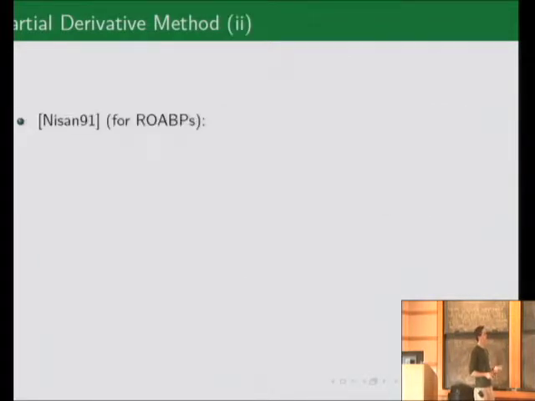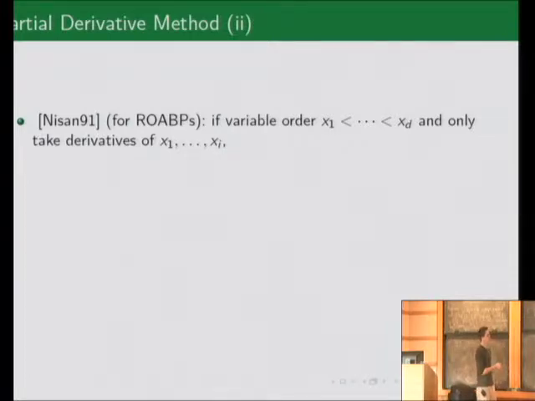And I'll talk about this, what Nisan did, for example, in his lower bounds. So if we know the variable ordering, then you can take the derivatives with respect to x1 up to xi. So you're only taking derivatives of the left half of the variables.